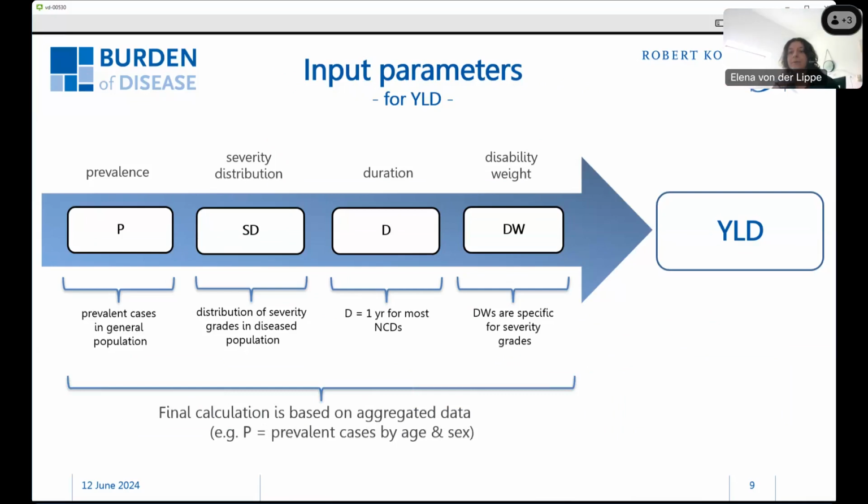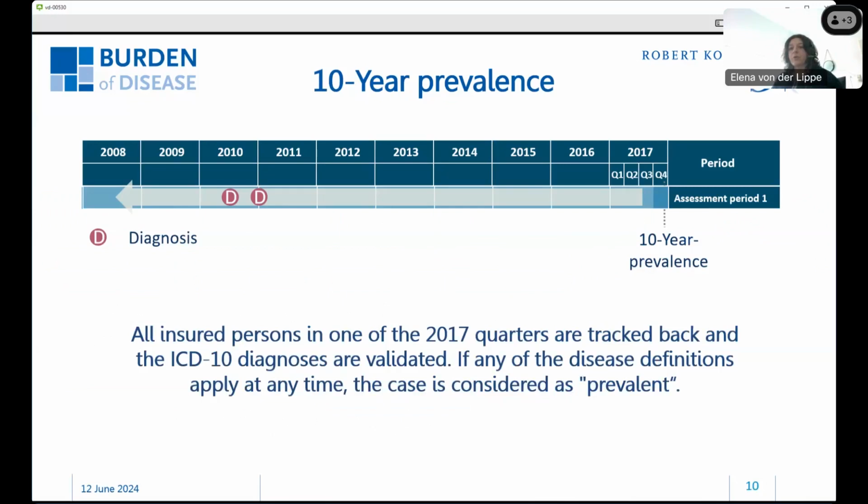In the cancer disease modeling, we concentrate mostly on the prevalence and the severity distributions because this is what was coming from our own data. We also oriented the prevalence definition on the GBD. So we also defined 10-year prevalence, and our assessment period was 2017.